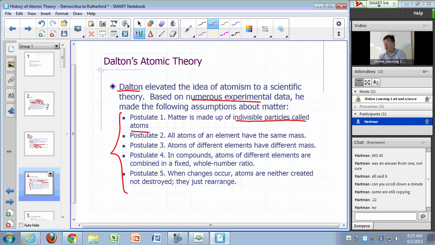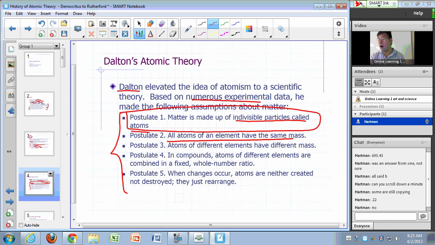Usually the name that you give to a theory is based on the most important major assumption that you're making. And so the most important major assumption that Dalton was making is that matter is ultimately made up of indivisible particles called atoms. He also assumed that all atoms of an element have the same mass. So the only way atoms differ from each other, according to Dalton, is by mass. If you have atoms that have the same mass, they're atoms of the same element. That's what makes one element different from another: they have different atoms with different masses.